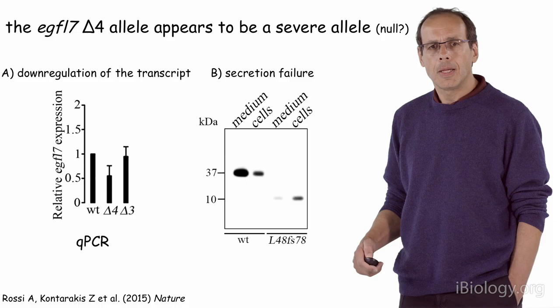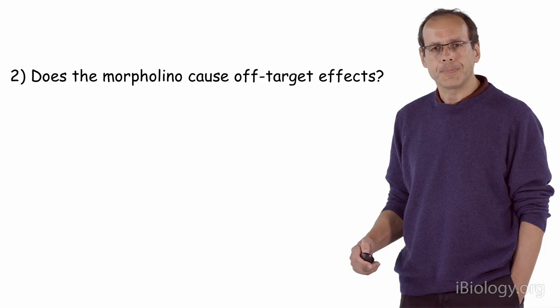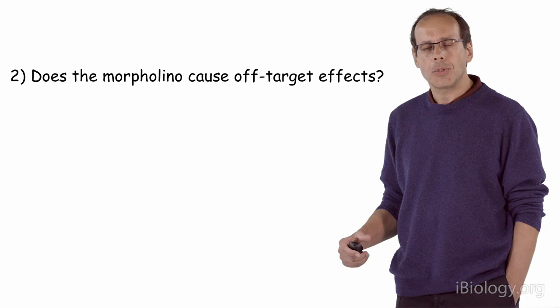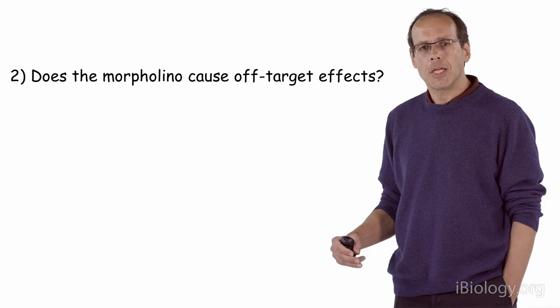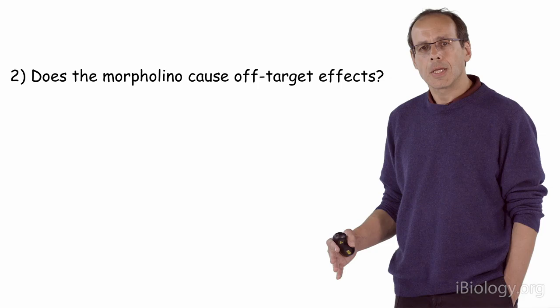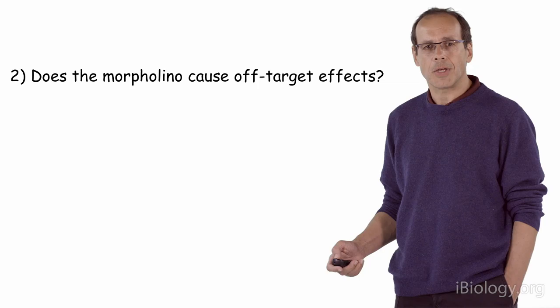How about the second question? What about off-target effects caused by morpholinos? Now, in order to do this, we're going to be injecting the morpholino into this mutant allele that we made. And essentially, the reasoning here is that if this mutant allele is a null, any additional phenotypes seen from morpholino injection should, by definition, be an off-target effect.